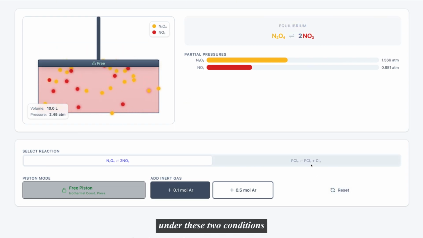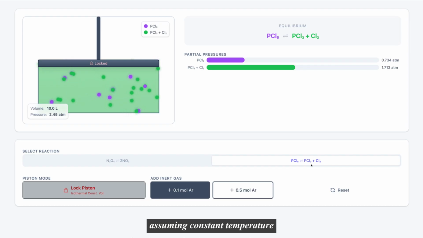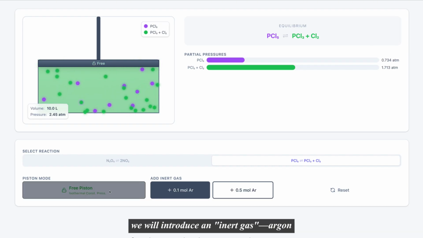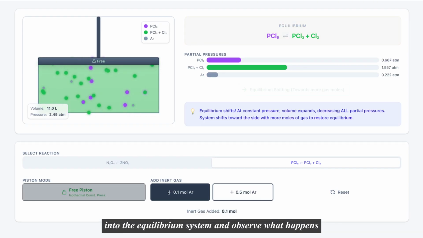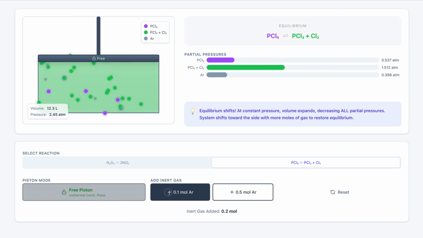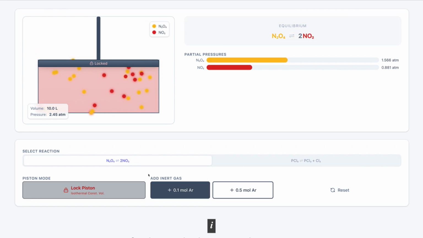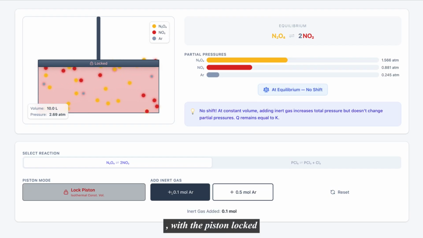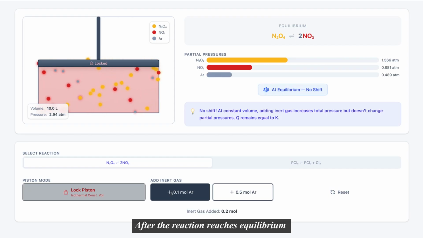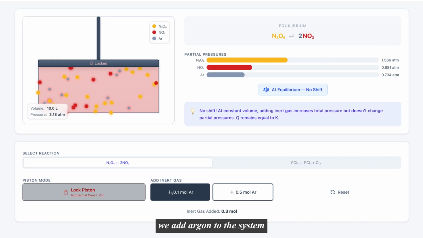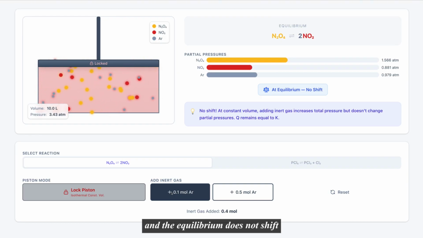Next, under these two conditions, assuming constant temperature, we will introduce an inert gas argon into the equilibrium system and observe what happens. First, under constant temperature and constant volume conditions, that is to say, with the piston locked. After the reaction reaches equilibrium, we add argon to the system. At this point, the color shows almost no change, and the equilibrium does not shift.